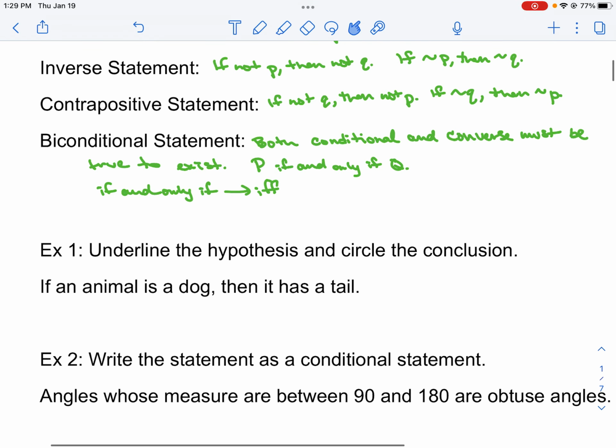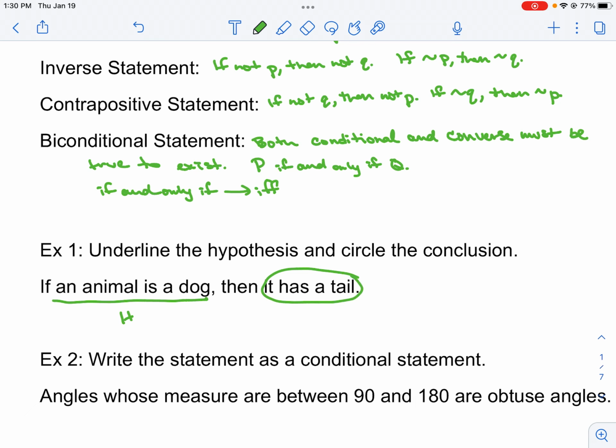So example 1: underline the hypothesis and circle the conclusion. All right. So the hypothesis comes after the if. Looking at this, an animal is a dog is my hypothesis. It has a tail is my conclusion. There's my if P, then Q.